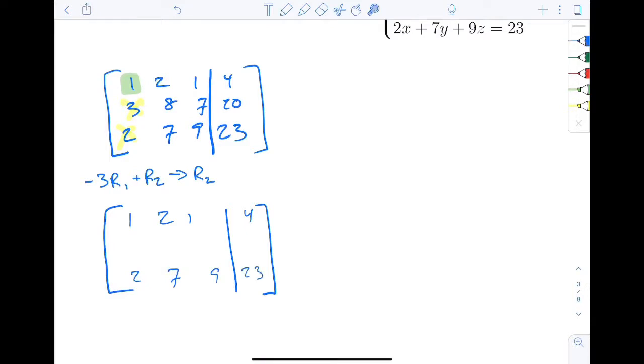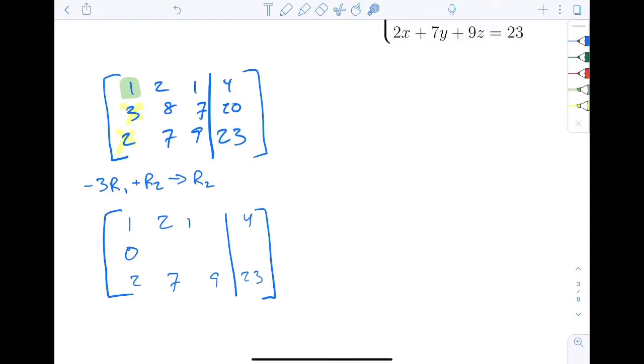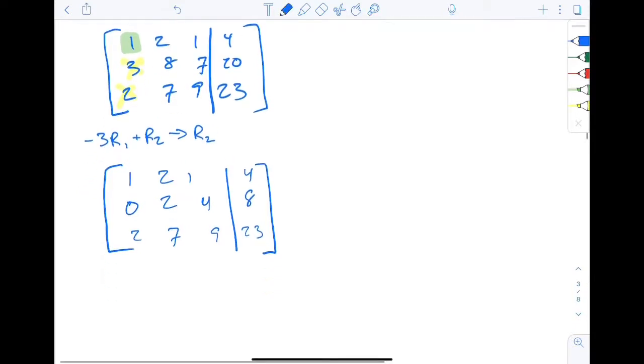And here we go. Negative 3 times 1 plus 3 is 0. Then negative 3 times 2 is negative 6 plus 8 is 2. Negative 3 times 1 is negative 3 plus 7 is 4. Negative 3 times 4 is negative 12 plus 20 is 8. There we go.